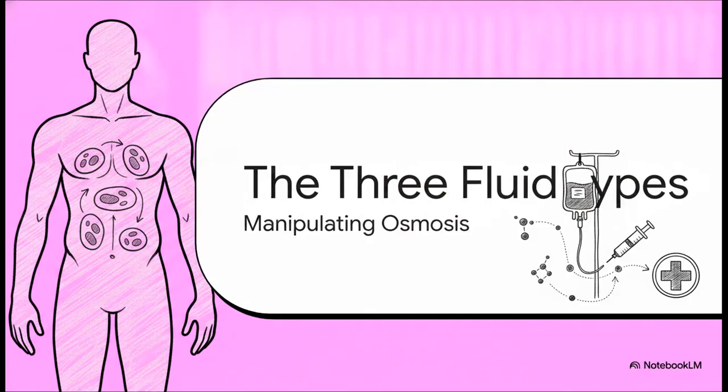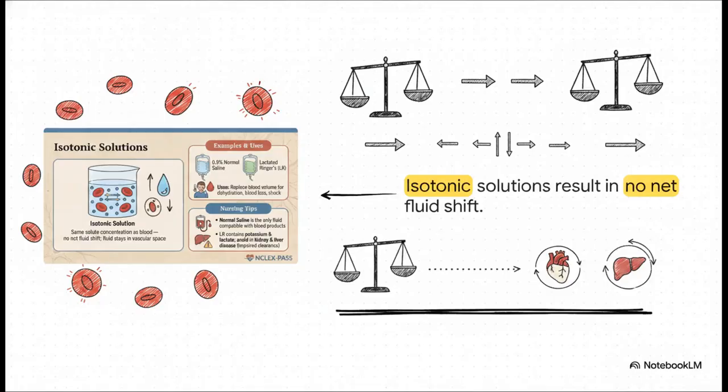Which takes us to Section 3, the three fluid types. Now that we have the physical rules down, let's see how we purposefully manipulate this rule of osmosis to save patients' lives. First up, isotonic solutions. When you're dealing with isotonic fluids like 0.9% normal saline, red blood cells stay perfectly normal, healthy, and round. That's because isotonic fluids have the exact same solute concentration as human blood. The balance is already perfectly equal, so there's no net fluid shift. The fluid goes into the patient's veins and it stays right there in the vascular space. That makes it absolutely perfect for rapid volume replacement when someone is in shock.